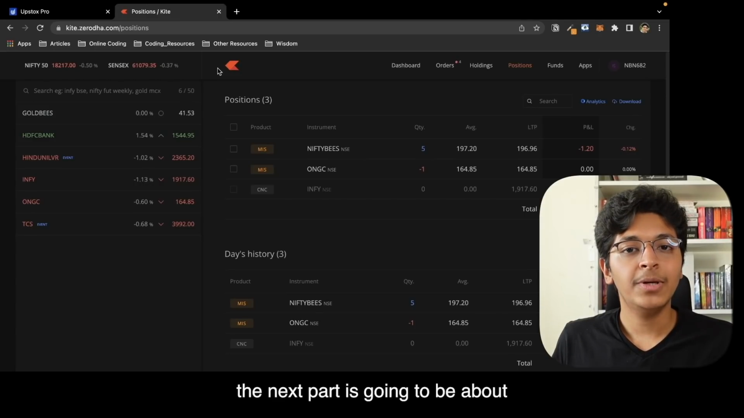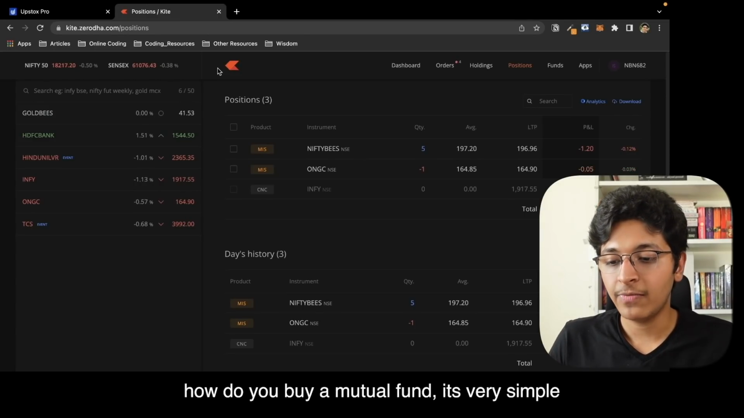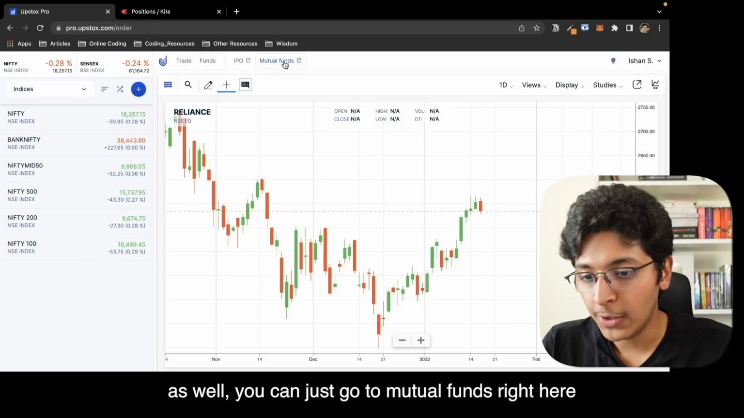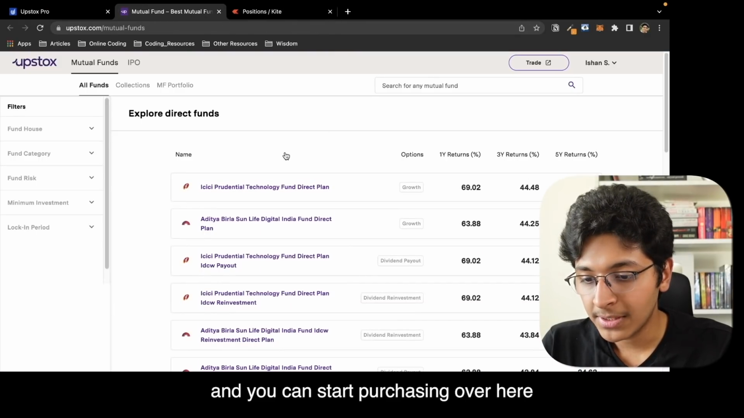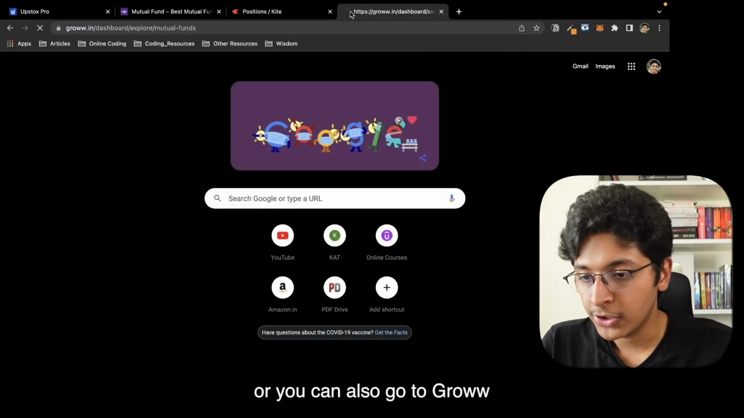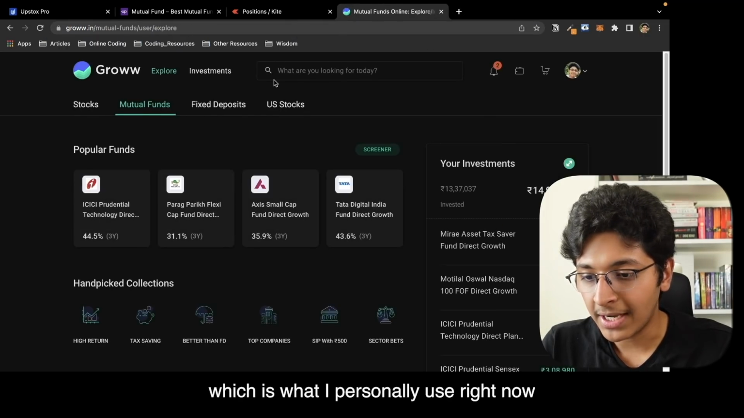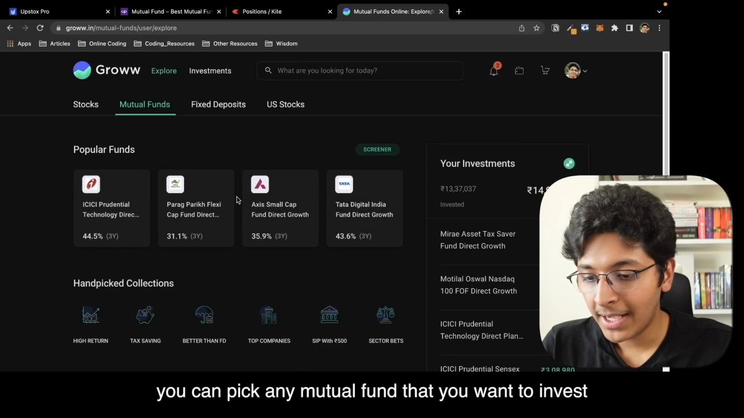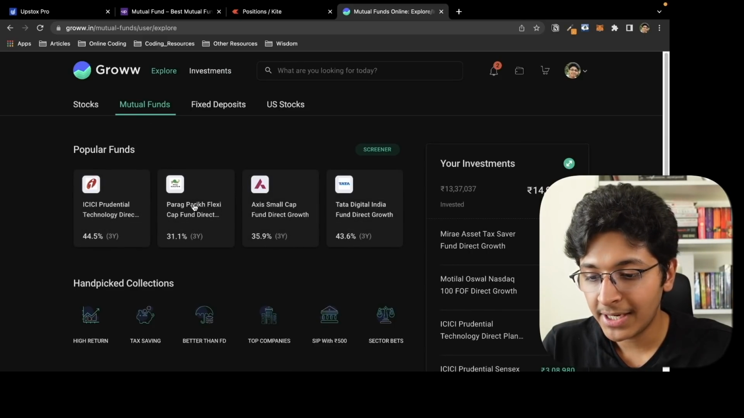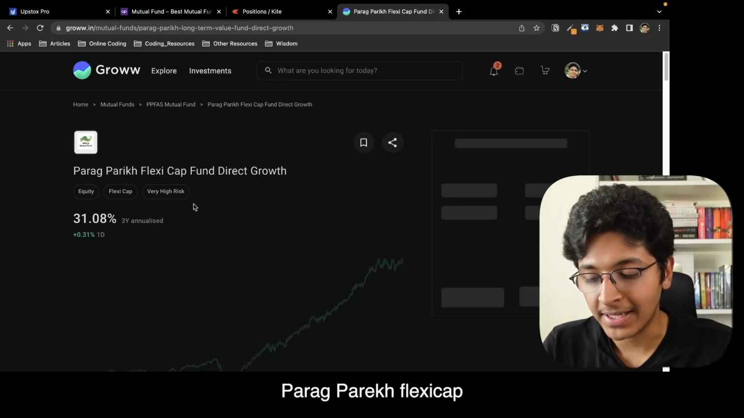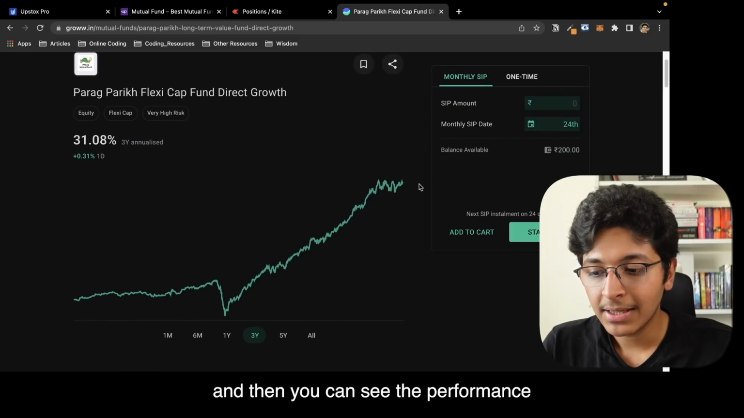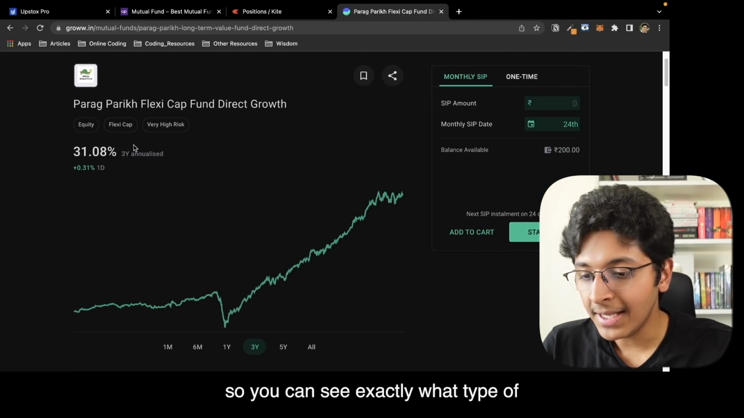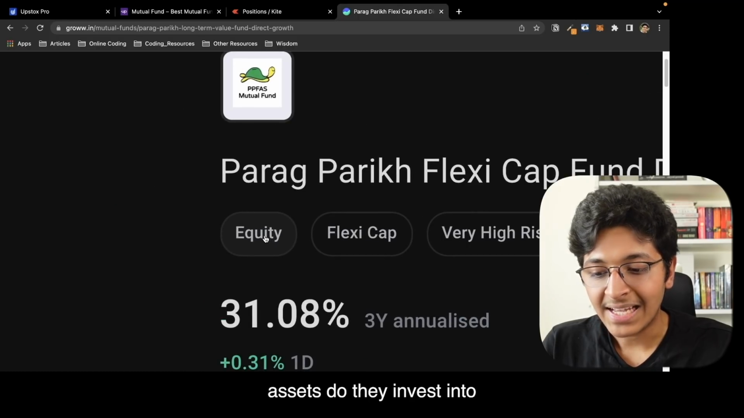The next part is going to be about how do you buy a mutual fund. So it's very simple. You can buy it either on Coin, you can buy it on Upstox as well. You can just go to mutual funds right here and you can start purchasing over here. Or you can also go to Groww, which is what I personally use right now. So over here, you can actually just go to the Explore tab. You can pick any mutual fund that you want to invest into. Let's say that we want to invest in Parag Parikh Flexi Cap. And then you can see the performance of this mutual fund over the past year, right? So you can see exactly what type of assets they invest into.